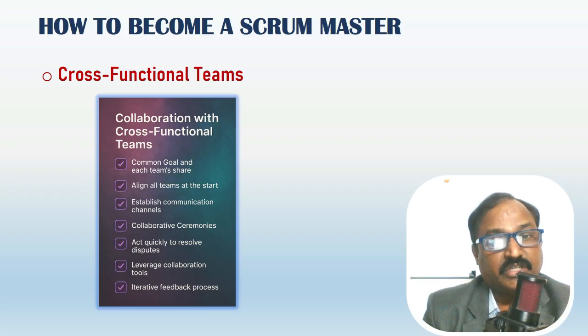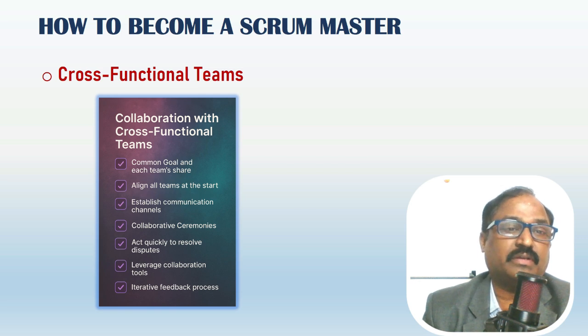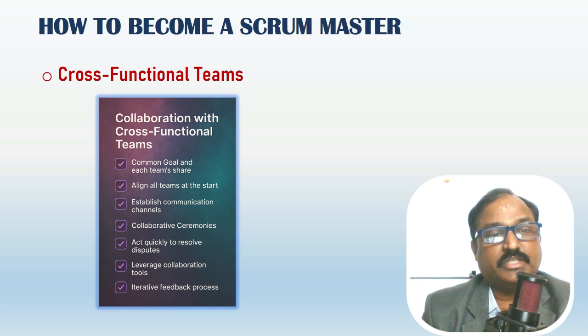Bring the cross-functional teams to participate in sprint planning, sprint review, and sprint retrospective ceremonies. Act quickly to resolve disputes. Different teams may have different priorities, which might cause conflict in helping each other at the needed hour. Scrum Master should jump in and resolve the disputes quickly. Prioritize what to be done first.